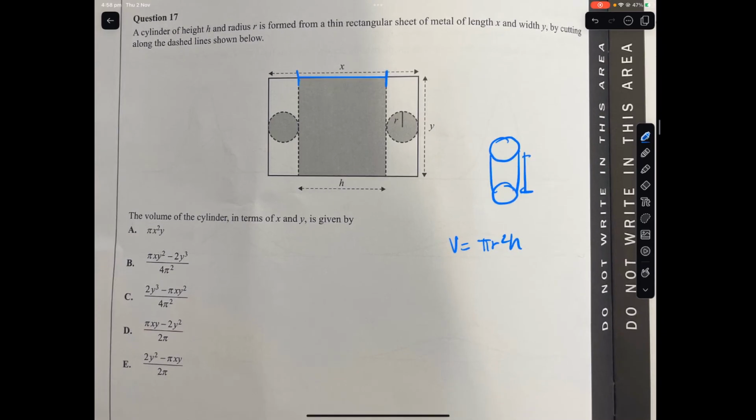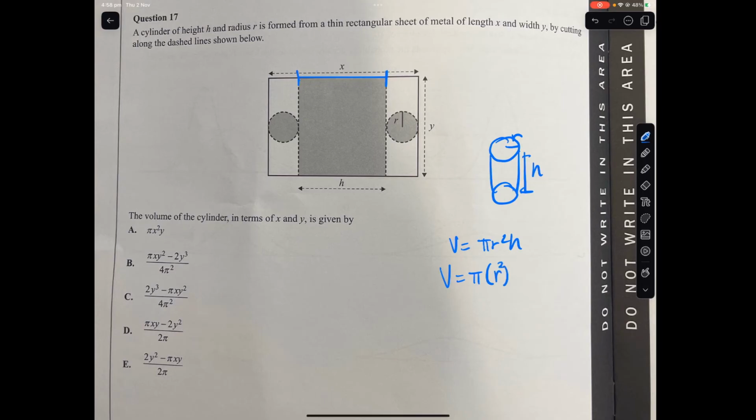So this is your height and this is your radius. So I know for a fact that the volume is pi. Your radius, think of it like as this becomes, your radius is just r squared.